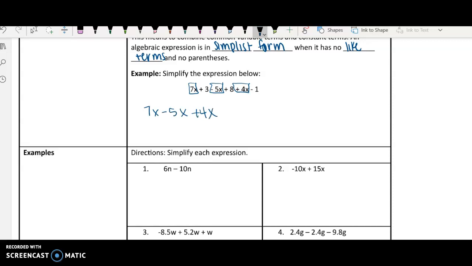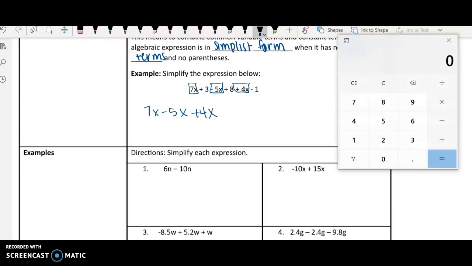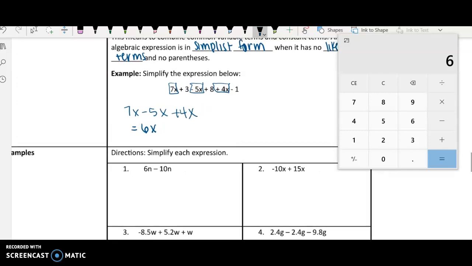Now you cannot type in a letter on a calculator. I know that my calculators have letters on them. It is not the same. So do not do it. However, you can still use a calculator. So we would just type in 7 minus 5 plus 4. That gives us 6, and then we just keep the x attached to it. So 7 minus 5 is 2, plus 4 is 6, and then keep the x.